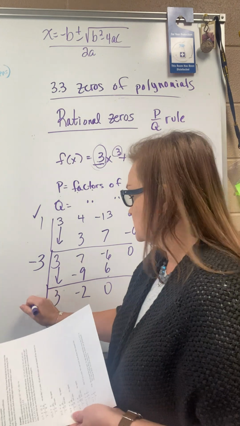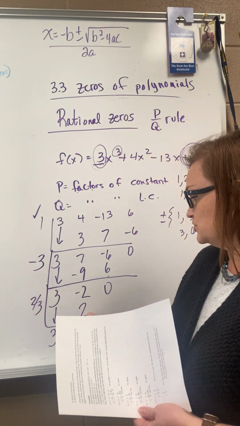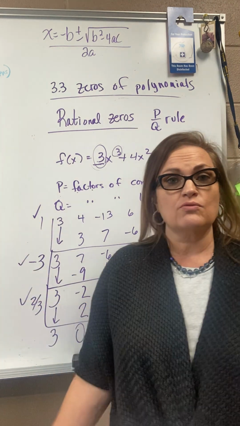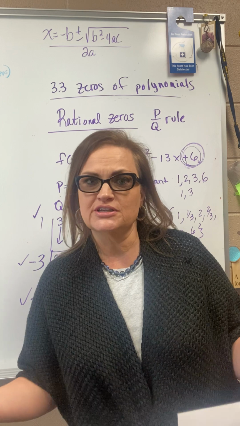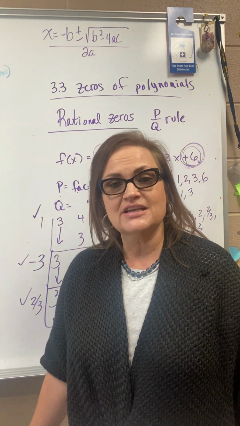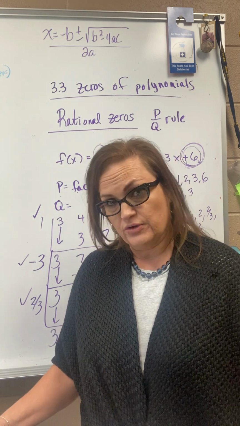The other one that works is positive 2/3. 2/3 times 3 is 2. Then there's your 0. So 1, 2, 3, they're all rational zeros just because this was a good example to demonstrate 3 real rational zeros. And if you graph these all show up on your x-axis because they're real.